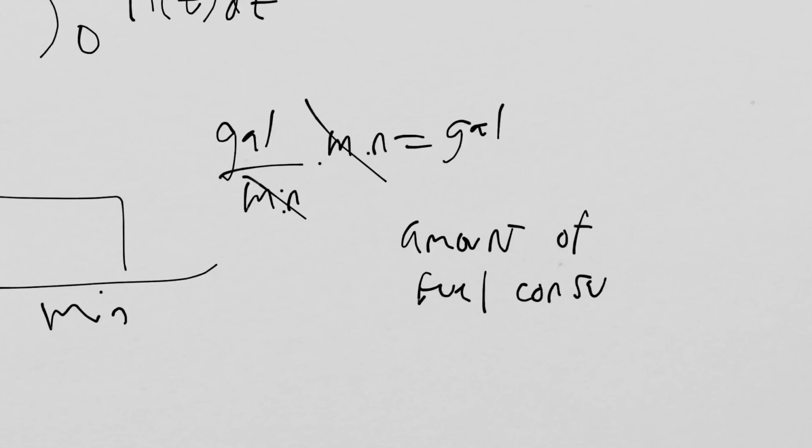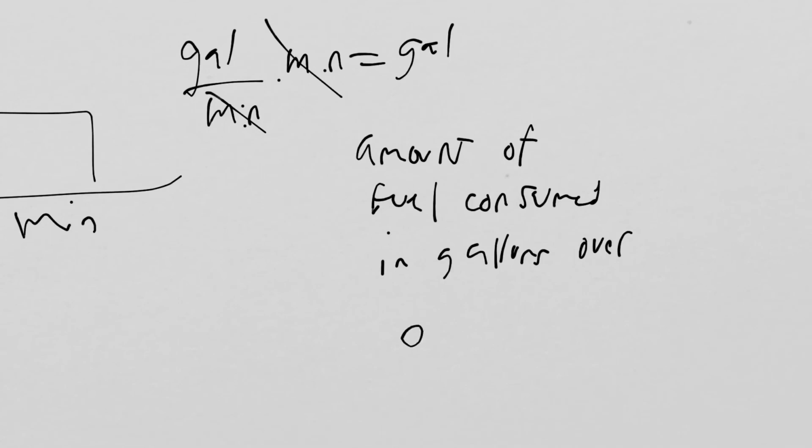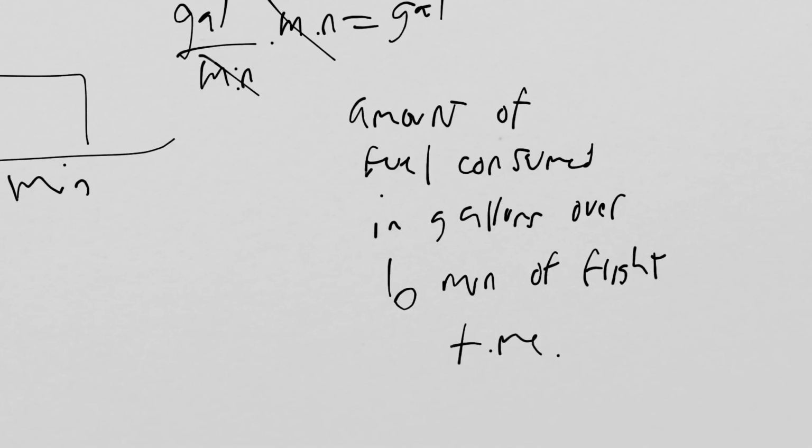So we're going to say that this is the amount of fuel consumed in gallons, make sure we have units, over b minutes of flight time. The integral of a rate function is net change. How much did our fuel consumption change over the course of the flight? How many gallons did we burn?